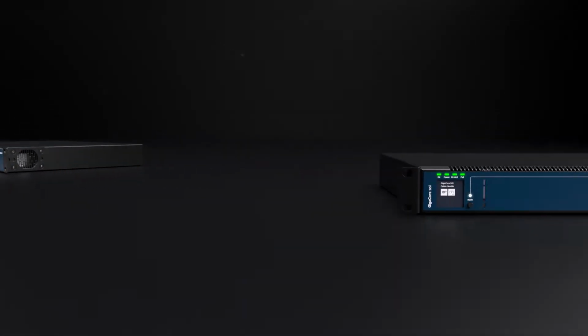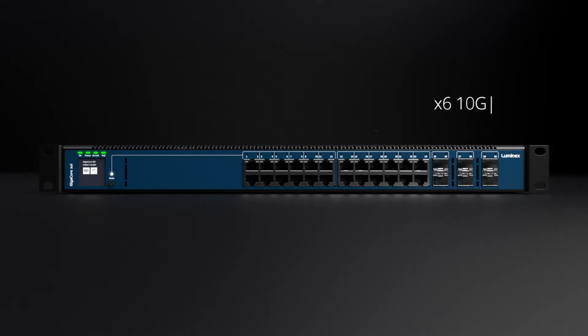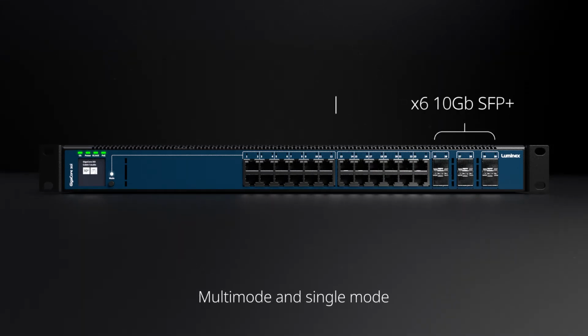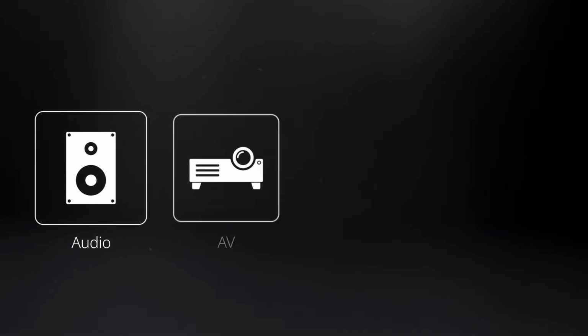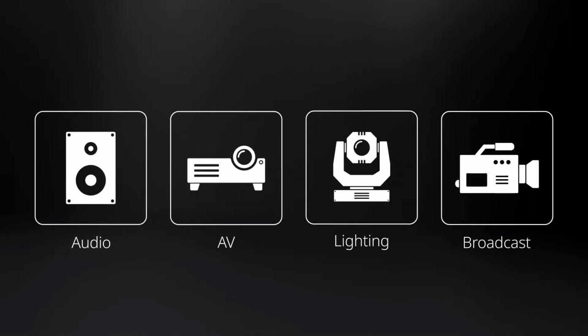Built for the future, the GigaCore 30i has six 10 gigabit SFP+ ports for copper or fiber, as well as 24 copper gigabit ports. Optimized for audio, AV, lighting, and broadcast applications, it's ready to work straight out of the box.